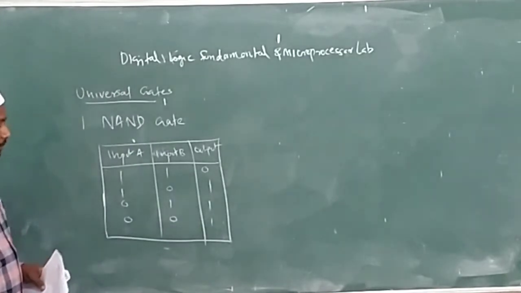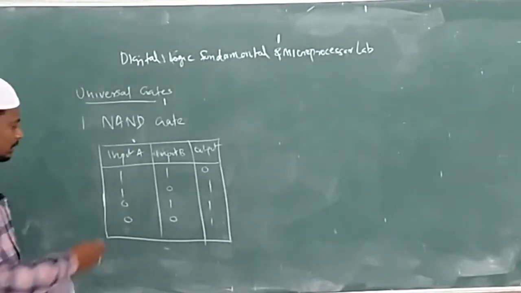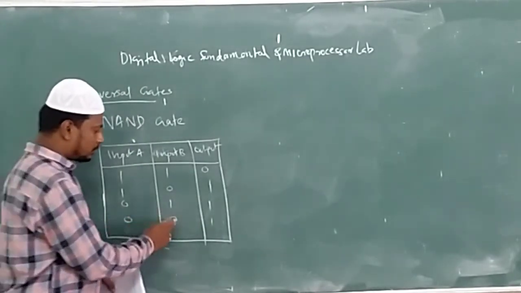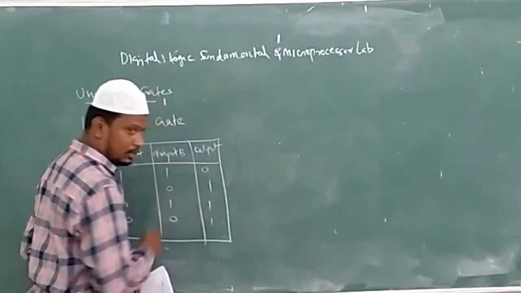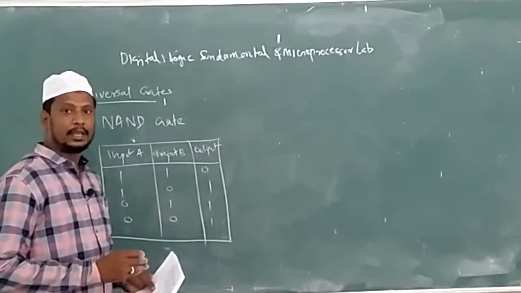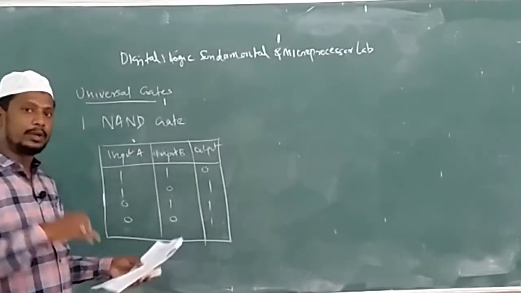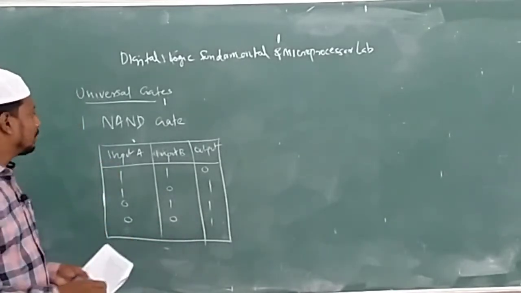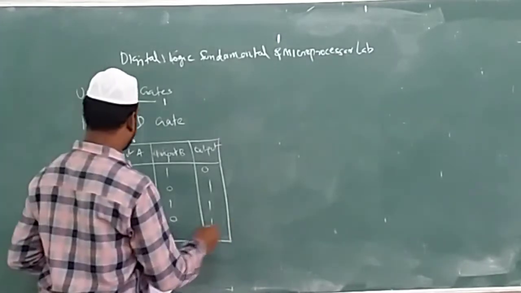So, what is the difference? You can get confused by the values. For 0 and 0, the other gate gives a 0 value, but this NAND table gives 1. This is the truth table, and you can understand the output. Again, let's go to the diagram.